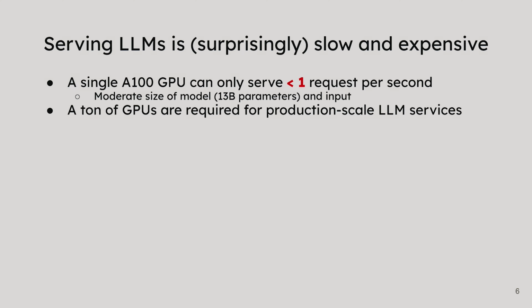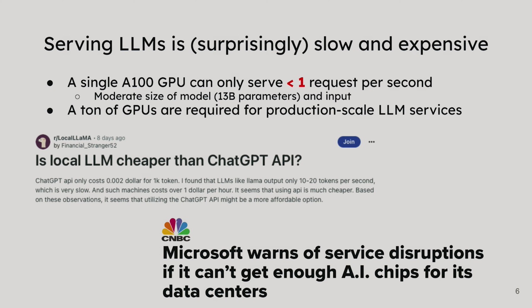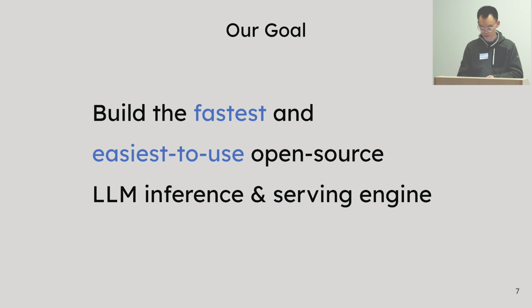However, we noticed that serving LLMs is surprisingly slow and expensive. For example, for systems before vLLM, a single GPU can only manage to serve less than one request per second for moderate size models and inputs. This means that you will need a ton of GPUs if you want to build a production scale service using LLMs. Indeed, the high cost of serving LLMs has been a major challenge for many in the field, and even hyperscalers like Microsoft struggle to secure enough GPUs for their LLM powered services.